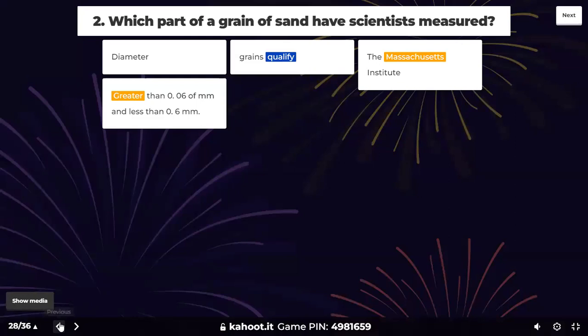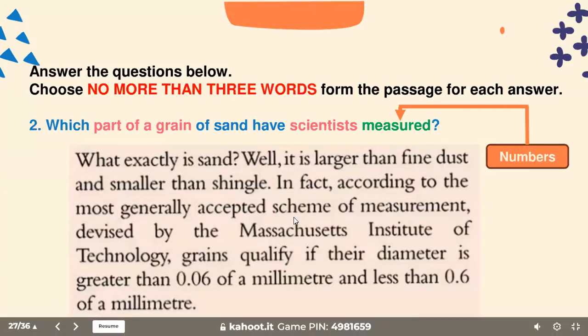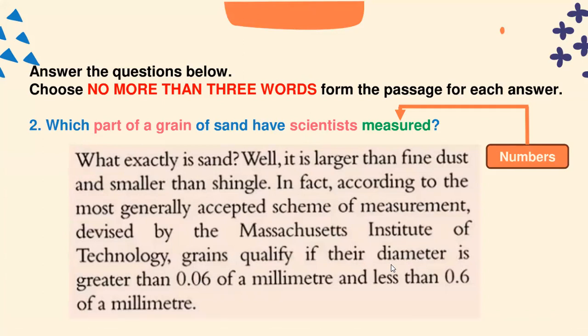Now, we'll just look back to the text. Look here: grains qualify if their diameter is greater than 0.06 of a millimeter. This is what they measured. What did they measure? Which part have they measured? From the measurement, I will know. For example, if I tell you my room is 6 by 4, what have I measured? Area. No, my room. I measured my room. Is it clear? Yeah, okay.